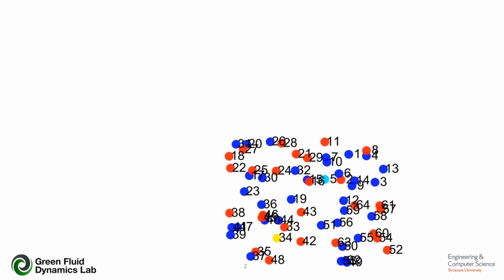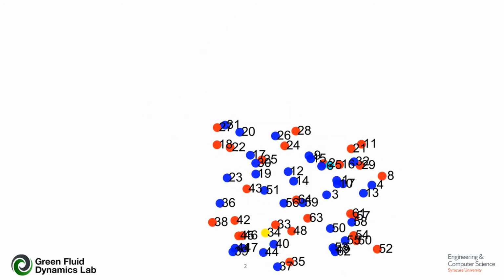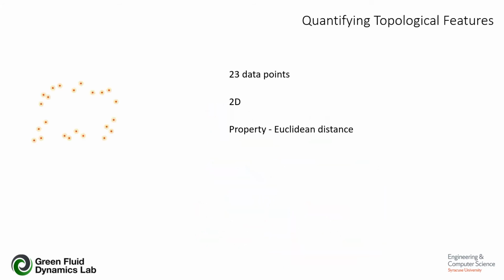Here I want to introduce a particular method called persistent homology. Persistent homology is a tool that measures the features of a topological space. Now let's take a look at this example. As shown here, there are 23 data points located in a 2D plane, and we are only concerned with one property, in this case the Euclidean distance between each data point. This means that we are evaluating the connectivity between each point based on their Euclidean distance.